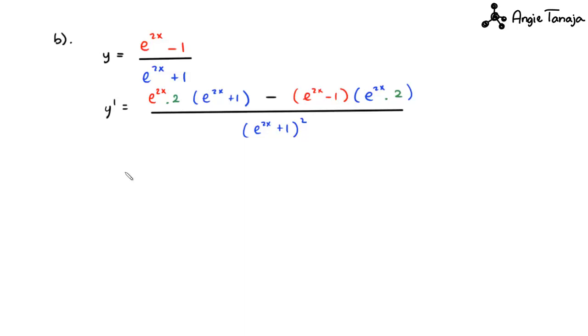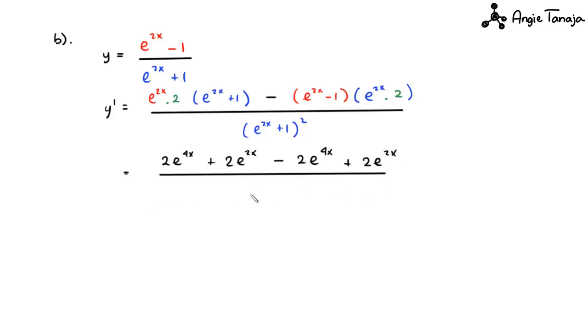Can we simplify this? Let's take a look if possible. 2e to the 4x plus 2e to the 2x minus 2e to the 4x plus 2e to the 2x. So then it just becomes 4e to the 2x over e to the 2x plus 1 squared. Okay, let's take a look at 1c.